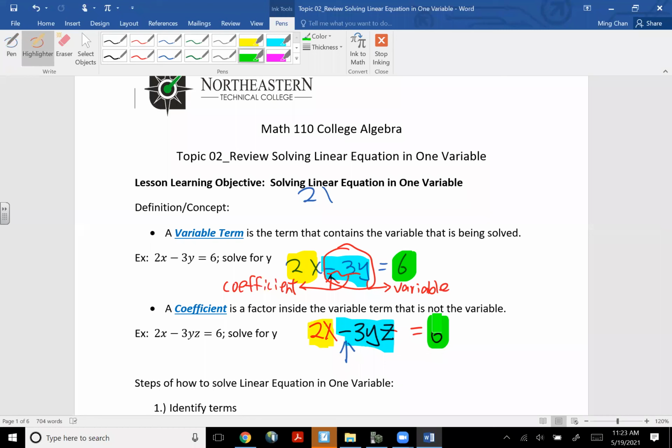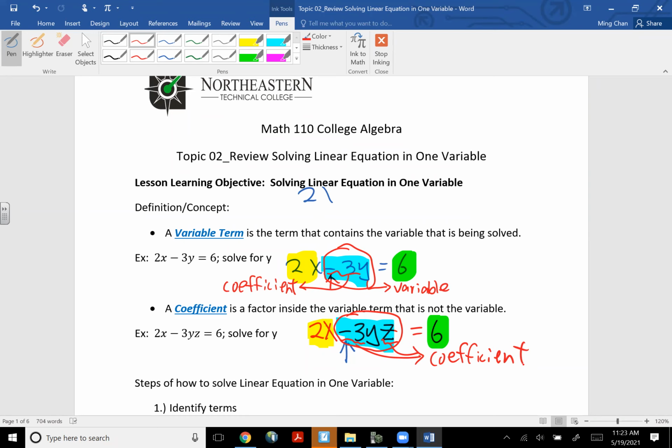Out of the three terms, the term that contains the variable is my variable term. So negative 3yz contains the variable y. That's my variable term. So I know y is a variable. Therefore, negative 3 and the letter z got to be my coefficient. So it's not just a number in front of the variable as a coefficient. It's really referring to the factor or factors inside the variable term that is not the variable.